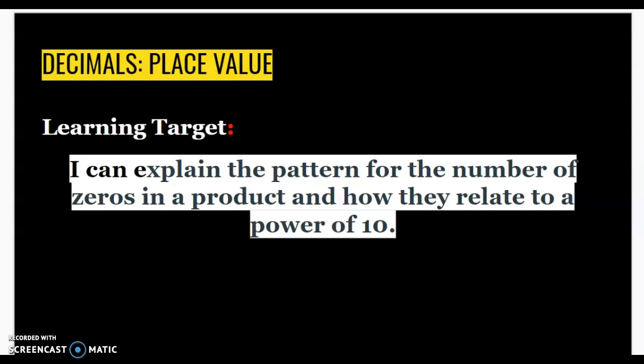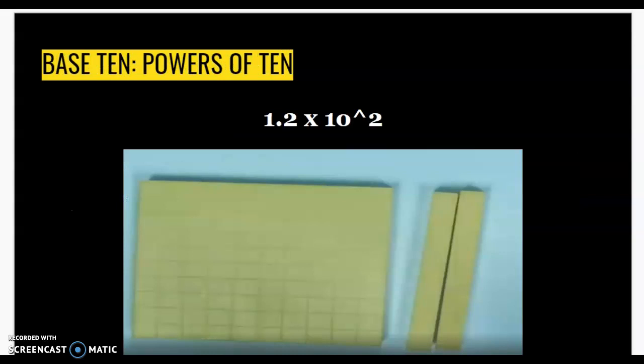Let's look at this example. I have the decimal 1.2 times 10 raised to the second power. I can also read this equation as 1 and 2/10 times 10 raised to the second power. So here is our base 10 blocks, where our flat represents one whole and our 2 rods represent the 2 in the tenths place.